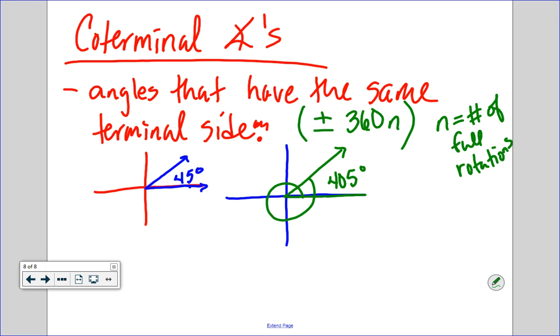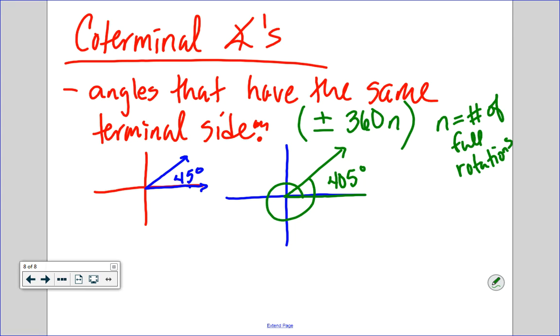If on a quiz I asked you to find coterminal angles of 45 degrees, you could write 405. You could also write negative 315. You could also write 765. What am I saying? You're just adding or subtracting 360 degrees a certain number of times. 45 plus 360 is 405. They're the exact same point; the angle looks the same. One's just gone all the way around and stopped at the same point. If I said 765, that's gone around two full times and stopped at that same 45 degree mark.